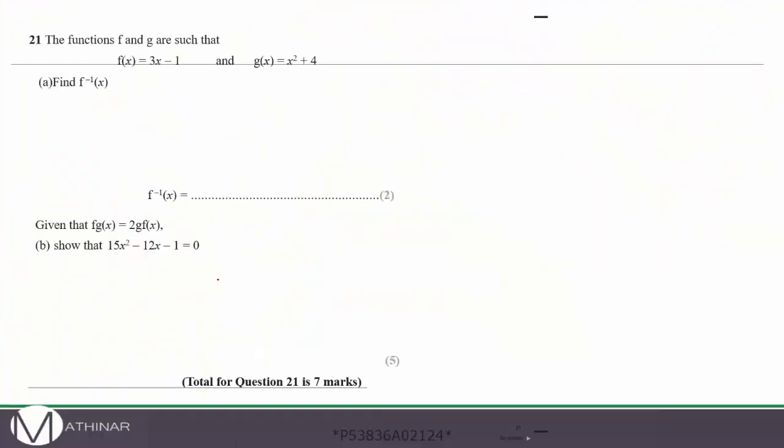Functions f and g are such that f of x is equal to 3x minus 1 and g of x is equal to x squared plus 4.